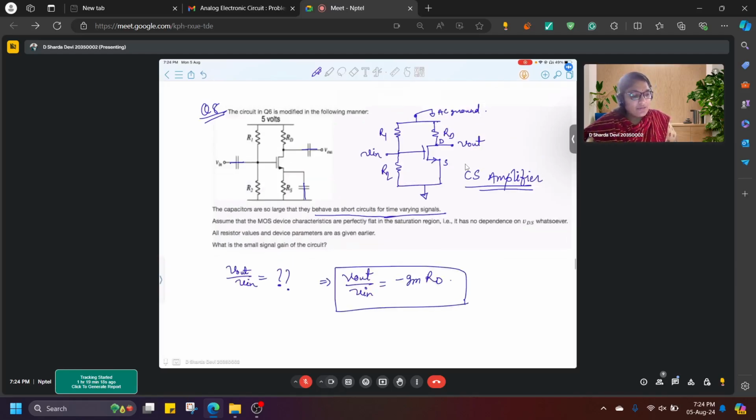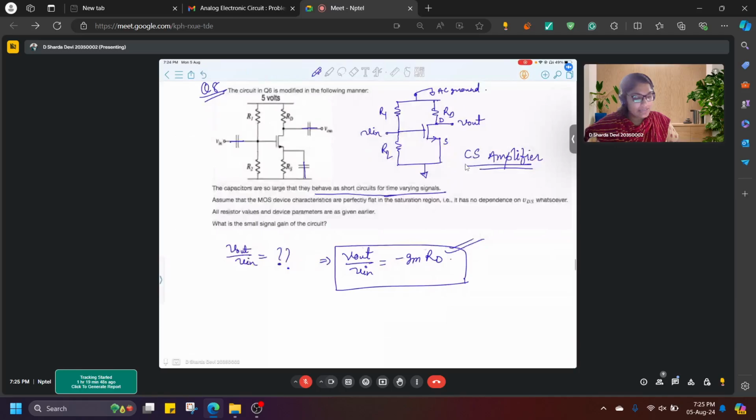So you need not remember this formula. You can always solve the circuit by using the small signal model. So you have to convert this particular circuit to a small signal model, and from there, when you solve the Vin versus Vout, you will get this formula. So you need not remember it always. Okay, so this is the formula that you get after solving.